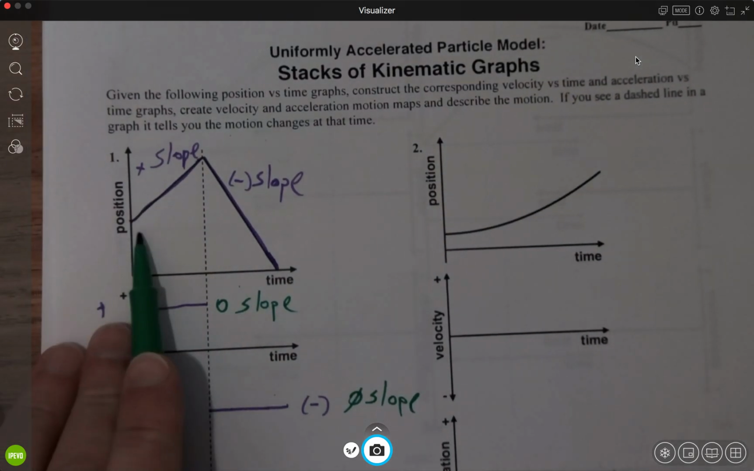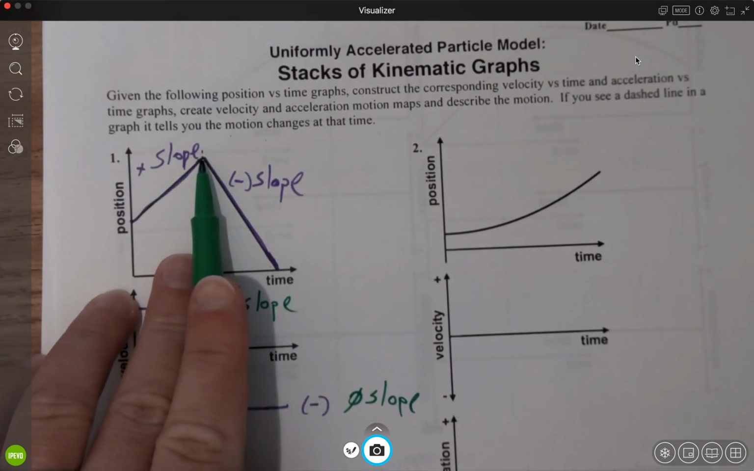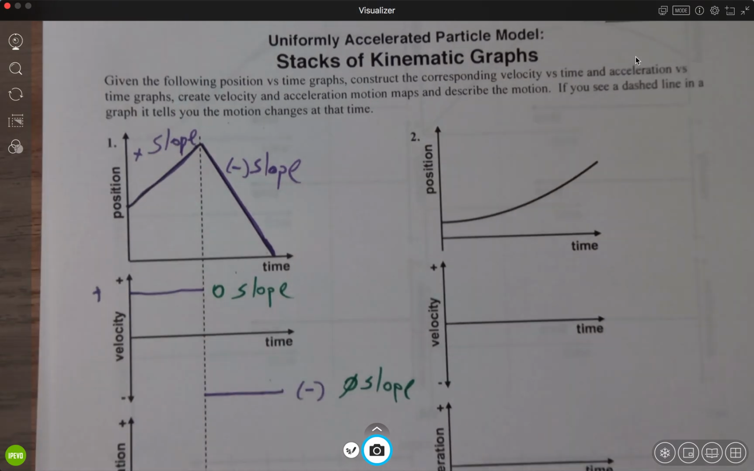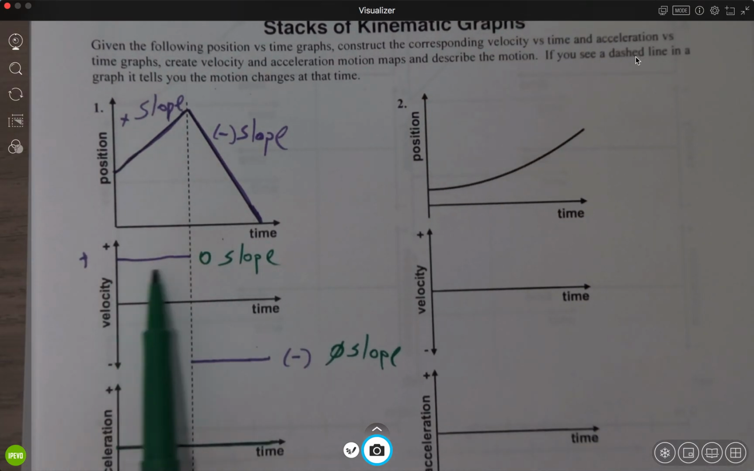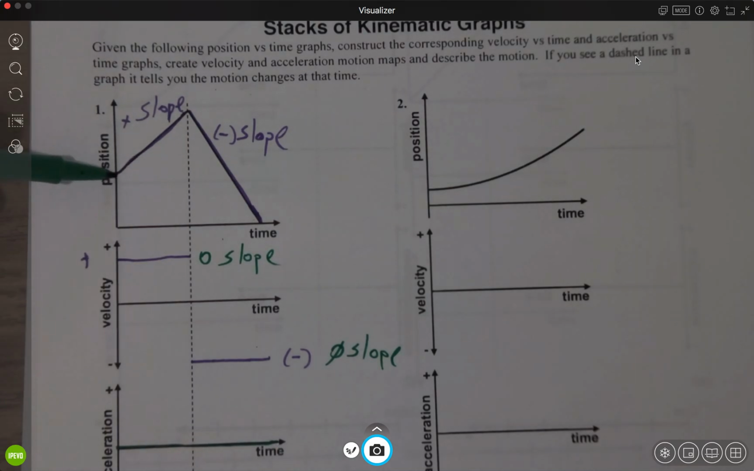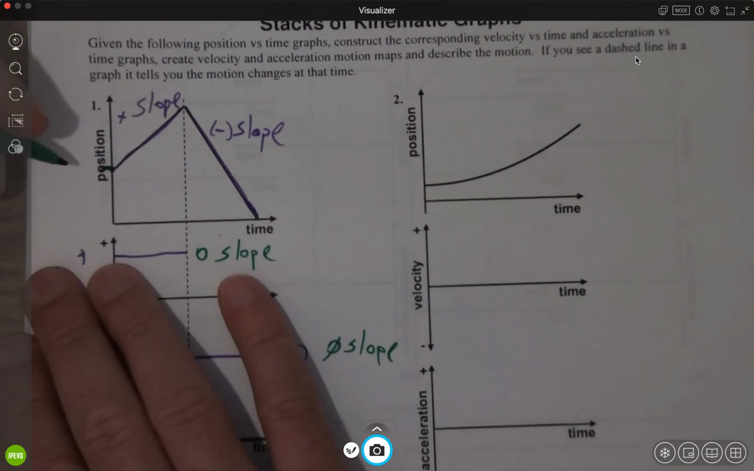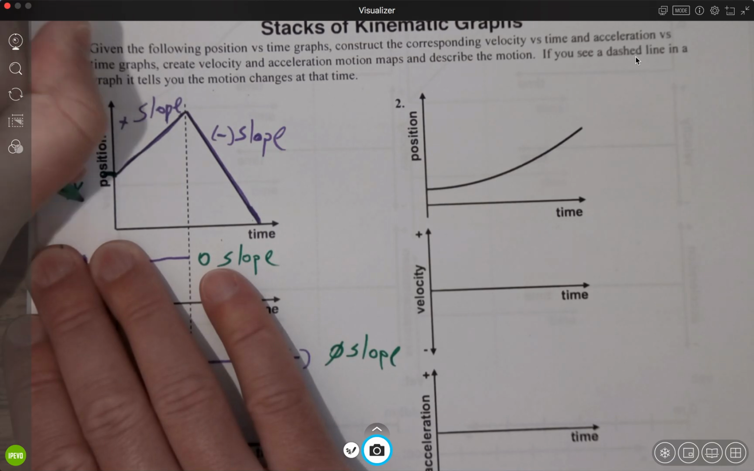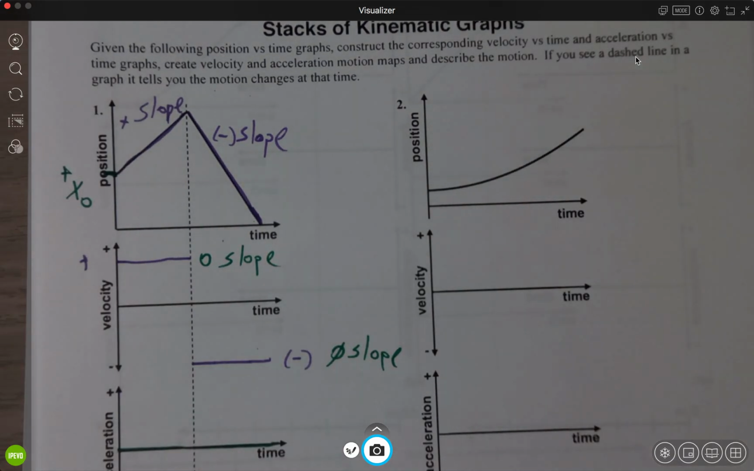So this is the positive constant velocity and a negative constant velocity, and we see that it's a constant positive and a constant negative. This is saying right here its positive initial position. So this is the positive x sub 0, that positive initial position.